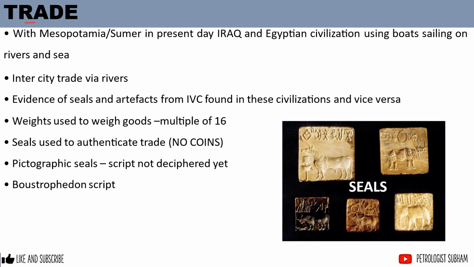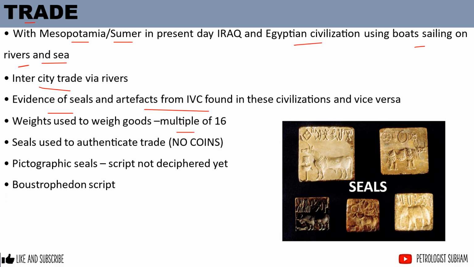Talking about trade, the Indus Valley civilization used to trade with Mesopotamia, the Sumerian people, and the Egyptian civilization through boats sailing via rivers and seas. Intercity trade via rivers was very popular at that time. Evidence of seals and artifacts from the Indus Valley civilization was found in these civilizations and vice versa. Okay, means the seals of the Indus Valley were found in the Egyptian civilization excavations as well as in the Mesopotamian civilization excavations. Weights used to weigh goods were in multiples of 16.